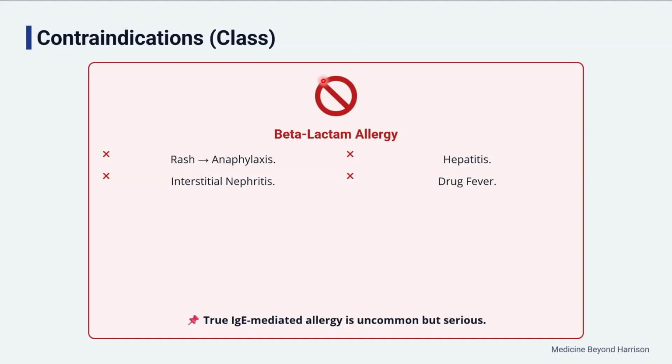Contraindication is mainly beta-lactam allergy. It will cause rash, anaphylaxis, interstitial nephritis, hepatitis, and drug fever. True IgE-mediated allergy is uncommon, but it is very serious. So always ensure to give one test dose before giving a beta-lactam drug.